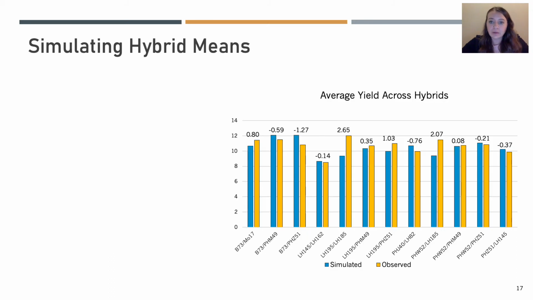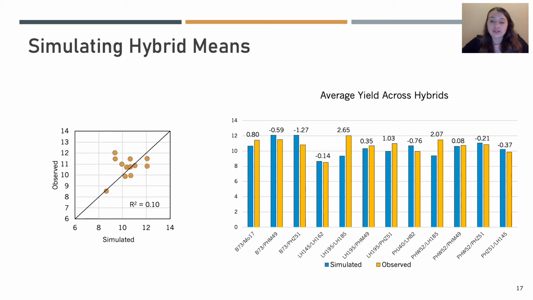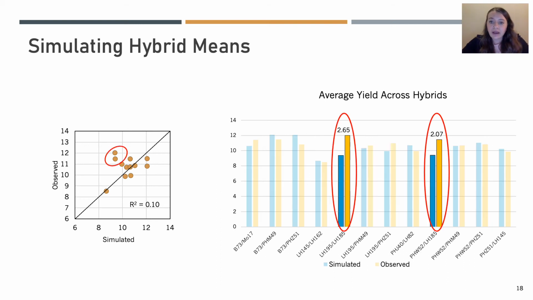So the first trend we were seeing was that while the model is not always able to simulate specific hybrid by location by year observations well, we were almost always simulating the overall means well. This bar chart shows the observed and simulated yield averages for each of the 12 hybrids. Two hybrids did stand out as having a larger discrepancy between the observed and simulated means, and you can see where they fall on this scatter plot of the means.